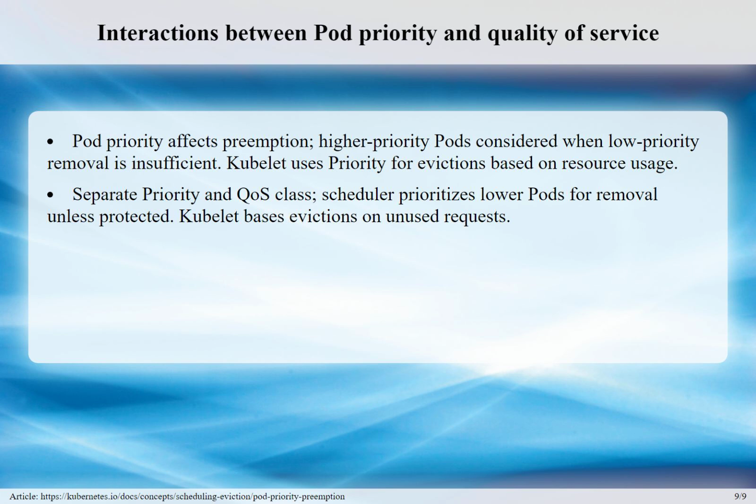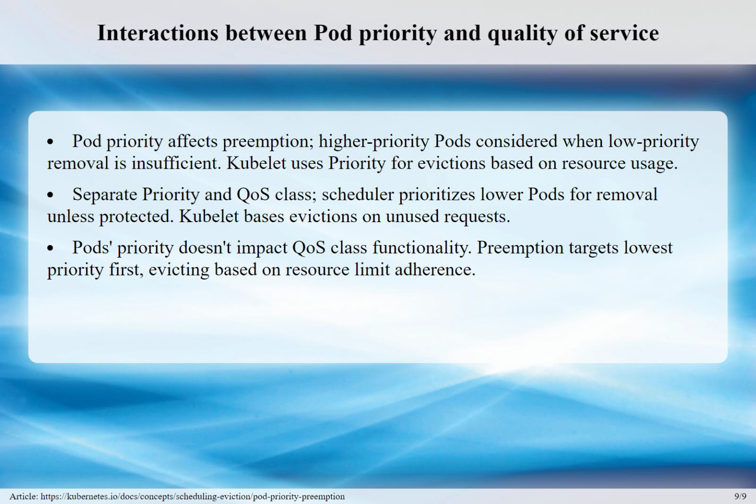Pod priority and QoS class are independent, not affecting each other's settings. The scheduler's preemption targets are chosen by priority, aiming to remove the lowest priority pods first, and less protected. Kubelet uses priority to order node pressure evictions. QoS class indicates eviction likelihood by ranking resource usage against requests. Lower priority pods not exceeding requests aren't evicted, while higher priority, over request pods may.